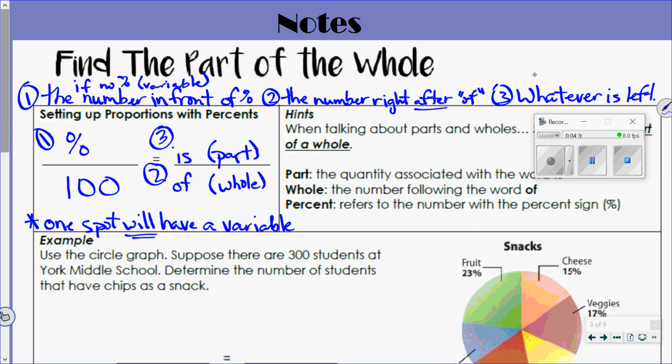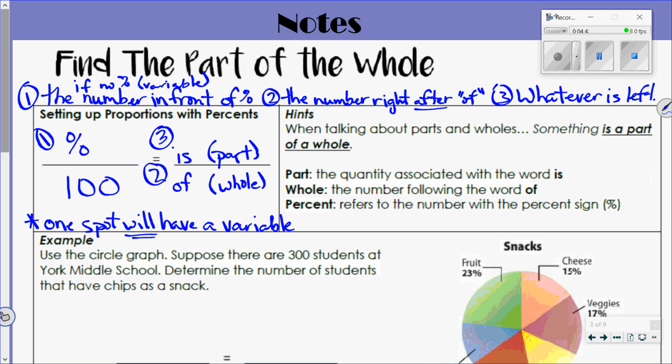So this is really, guys, what today is about. So we'll be practicing this. So don't stress too much if it doesn't make any sense yet. So here's your hint. When talking about parts and wholes, something is a part of something whole. Okay? So the part is the quantity associated with the word is. The whole is the number following the word of. That's always going to be the case. And your percent refers to the number with the percentage sign. Everybody good so far?